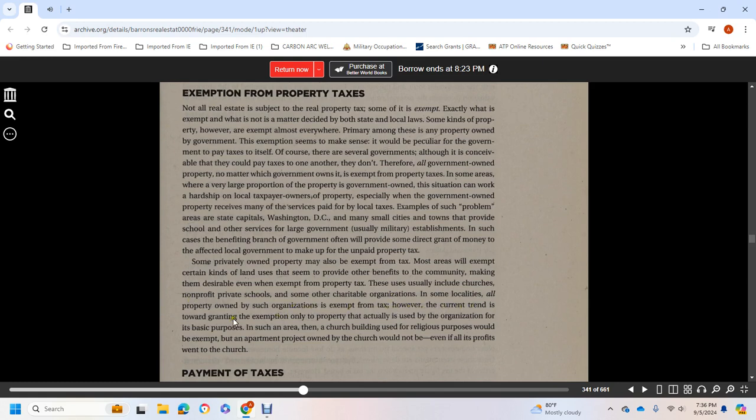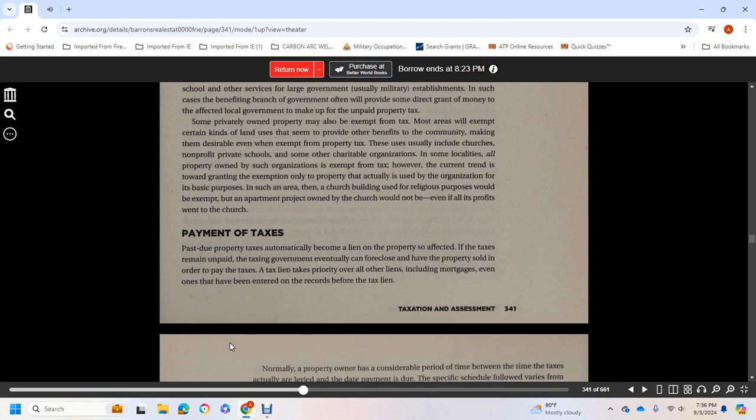However, the current trend is toward granting exemption only to property that is actually used by the organization for its basic purposes. In such areas, a church building used for religious purposes would be exempt, but an apartment project owned by a church would not be, even if all the profits went to the church. Payment of taxes. Past due property taxes automatically become a lien on the property if the taxes remain unpaid.